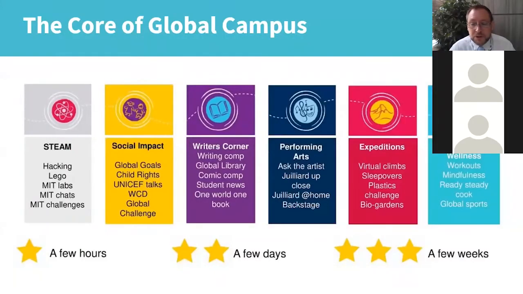Global Campus Core is split into 6 main areas. There's STEAM, which is heavily collaborated with MIT. The Social Impact area links with UNICEF and the United Nations Goals for Sustainable Development, as well as the UNCRC. The Writer's Corner develops the children's literacy skills with real authentic challenges. The Performing Arts Challenges link us with Juilliard, the Conservatoire in New York, and Mr. Brent will be leading many of those activities.